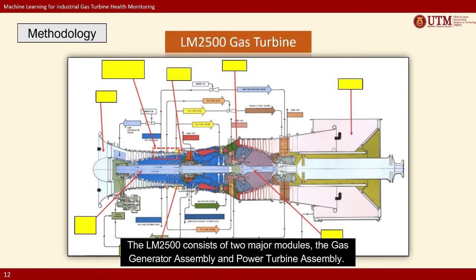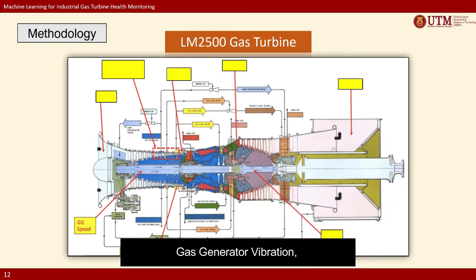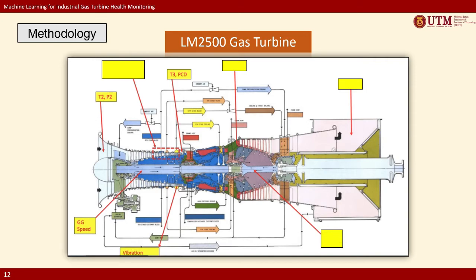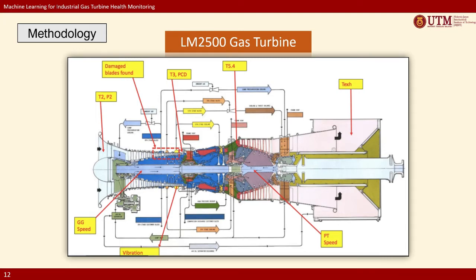The LM2500 consists of two major modules, the gas generator assembly and the power turbine assembly. The gas generator assembly is composed of gas generator speed, gas generator vibration, gas generator assembly inlet temperature, high pressure turbine temperature, and compressor discharge pressure. The power turbine assembly houses the low pressure turbine inlet temperature, power turbine speed, and exhaust temperature.